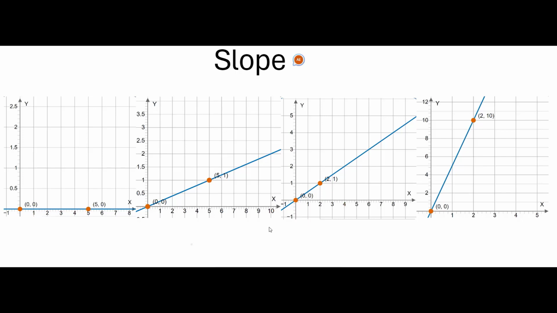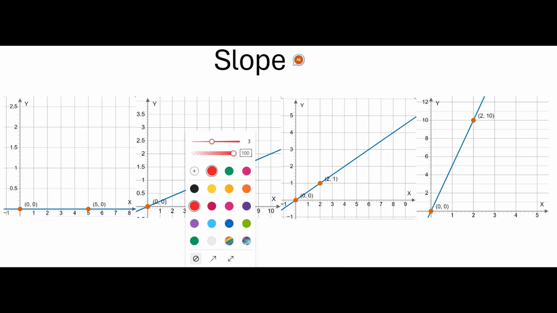Hello everyone. Today we'll talk about the slope of a line. What is slope? Slope is a measure of the steepness and direction of a line. For example, you can see this blue line here and here and here and here. Here the blue lines are horizontal.